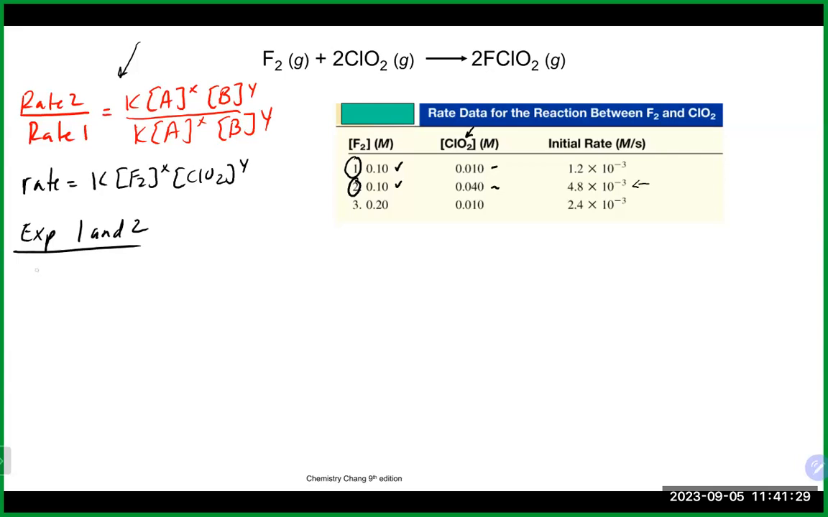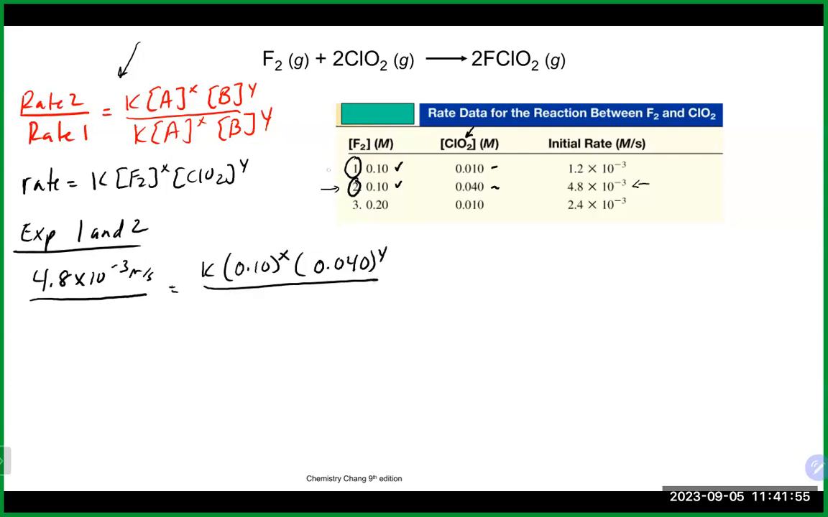So I'm going to start with the rate, which is 4.8 times 10 to the minus 3, I think it says. Minus 3. It's going to equal K times the concentration of my first reactant, which in this case is 0.10 to the X, and the concentration of my second reactant, which is 0.04 to the Y. So everything that I put up here on top all came from the second entry in the table. Any questions on that there?